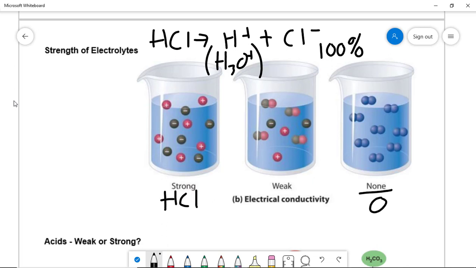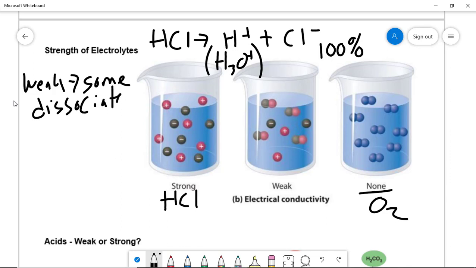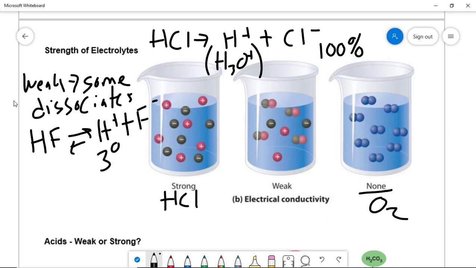Now, none would be something, let's say oxygen. Oxygen's covalent, it doesn't break down, it's not an electrolyte. A weak electrolyte is one that only partially dissociates. So if it's weak, some dissociates. HF is a great example of this. Some of HF will break down into H plus and F minus, but only about 3% of it. So we get some that break down, but not all of it. That makes it a weak electrolyte because it only partially breaks down. You do get some electrical current with it, but it's not nearly as strong as, say, HCl, which 100% dissociates.